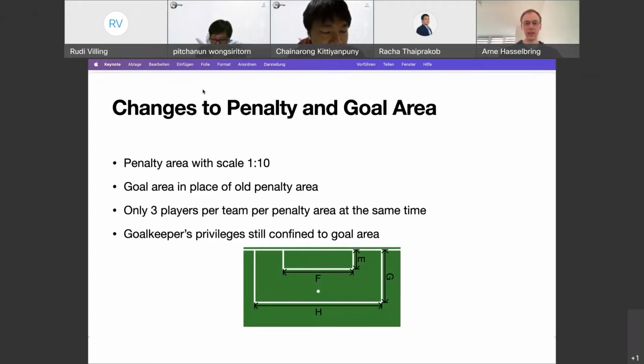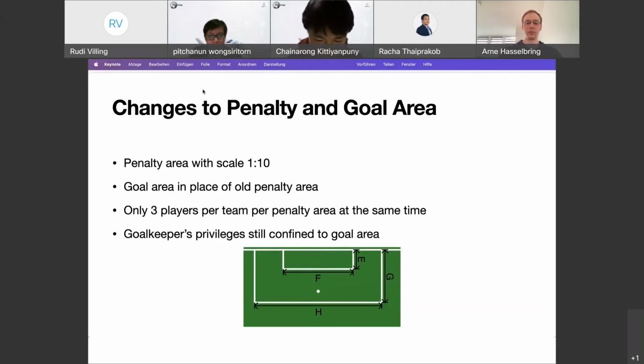Then the next change is about the layout of the field, and especially the penalty and the goal area. So we used to have only a penalty area, which was basically more like a goal area, which was the area where, for example, the goalkeeper is allowed to pick up the ball with its hands. And we introduced a new penalty and goal area. So the penalty area is now at scale 1 to 10, and it contains the penalty mark. And where the penalty area was, there is now the goal area.